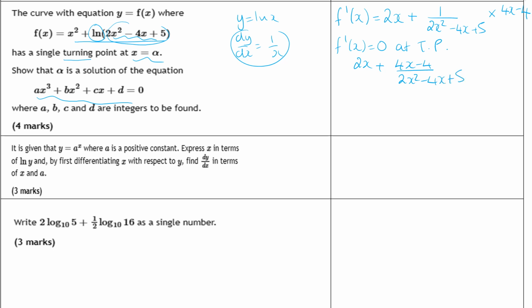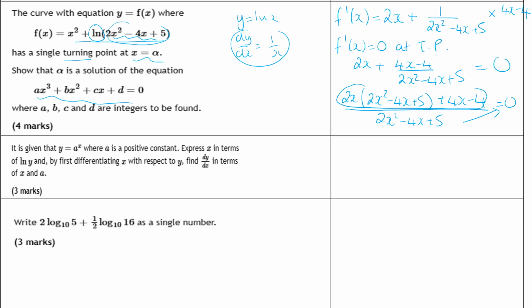So what we need to do is equate it to 0 for the turning point, but then give this 2x a common denominator. So that will have to times by this denominator that's in the other term. And then we can say plus 4x minus 4 all over now the common denominator. Now, if that's to equal to 0, we can just cross multiply.